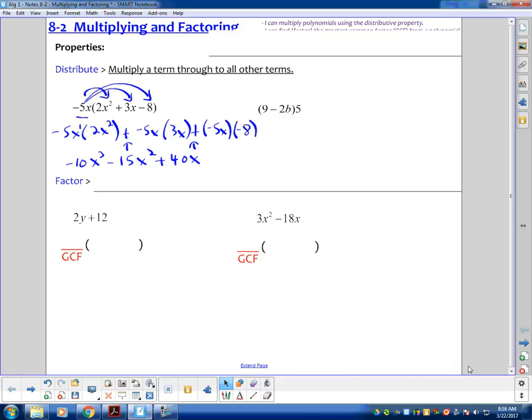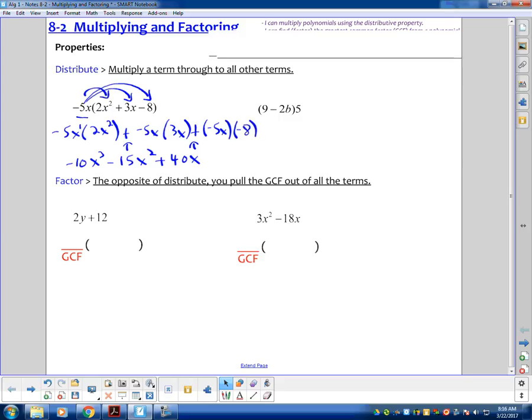Right, factoring. The reverse operation here of what we just did with distributive property. Factor means the opposite of distribute. You pull the GCF, or greatest common factor, out of all the terms. So factoring means to think about all the different things that multiply to equal a term.